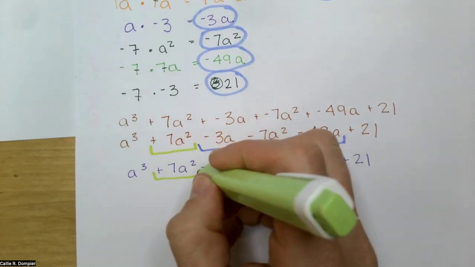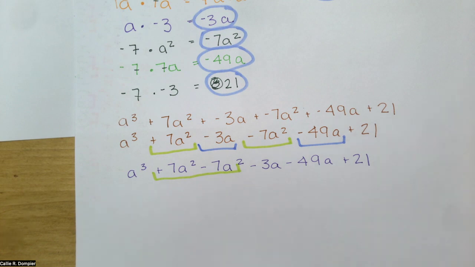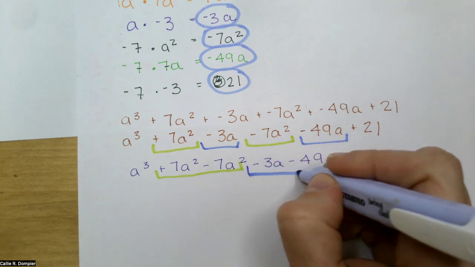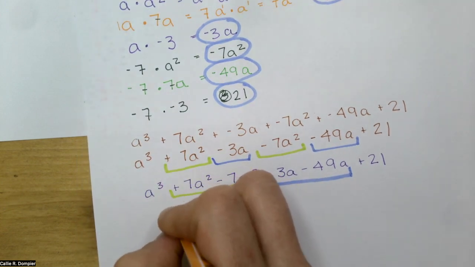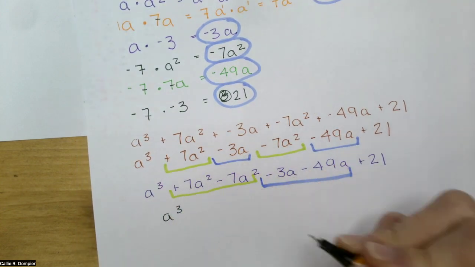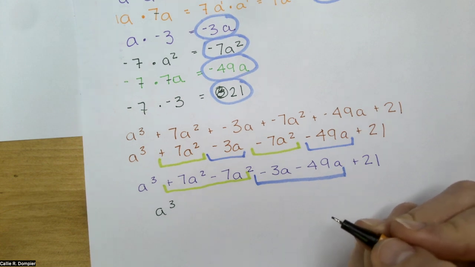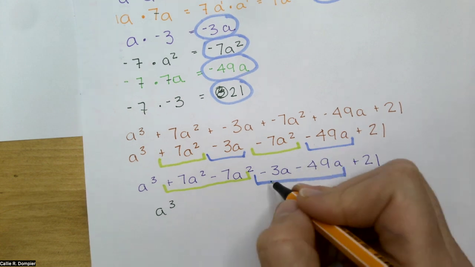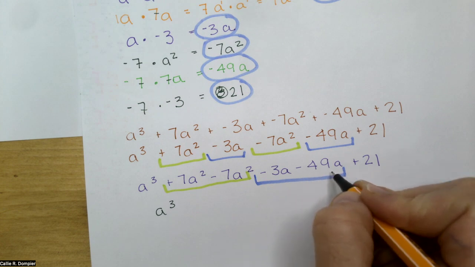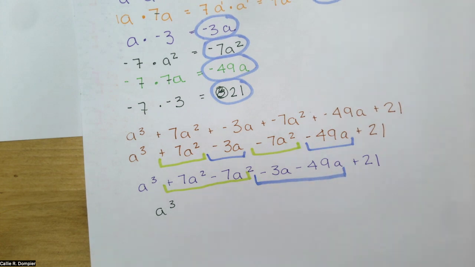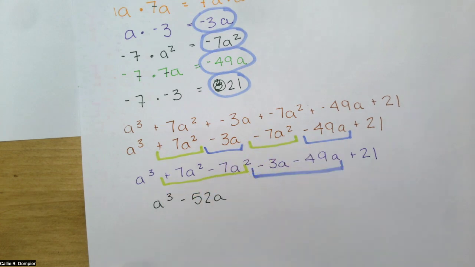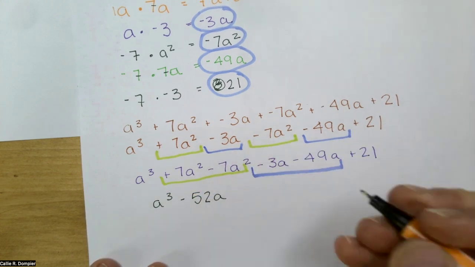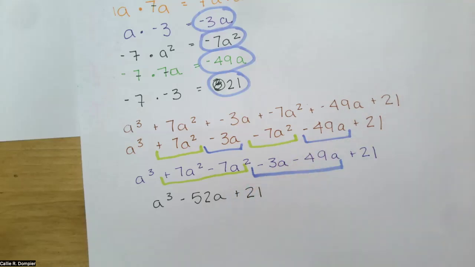You can combine these, and combine these. We get a cubed. 7 minus 7 is 0. So 0 times a squared is just 0. -3 minus 49, you're just combining 49 and 3 to get 52. But it's a -52 because those were both negatives, plus 21. And that is all. I think you are done.